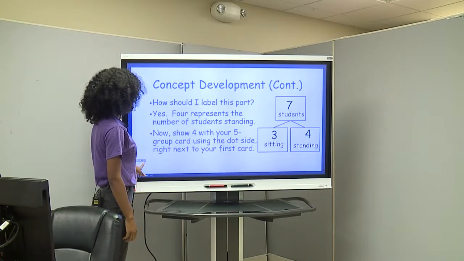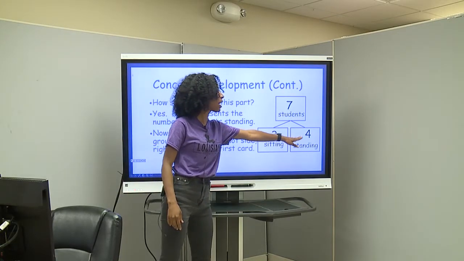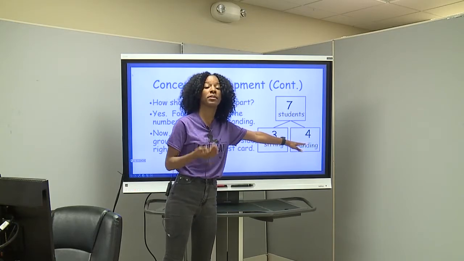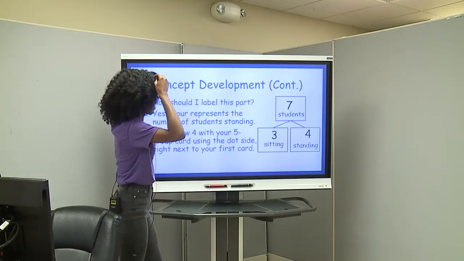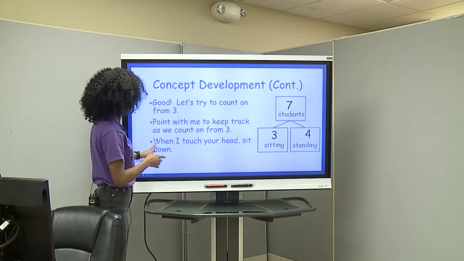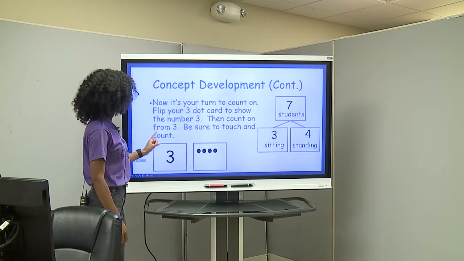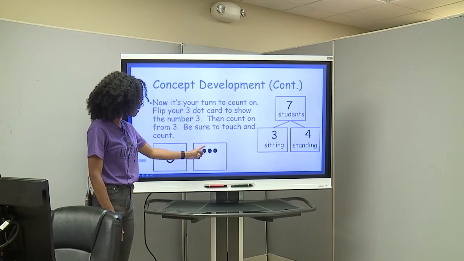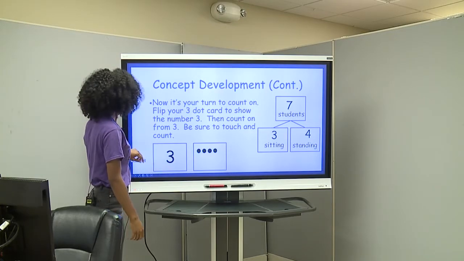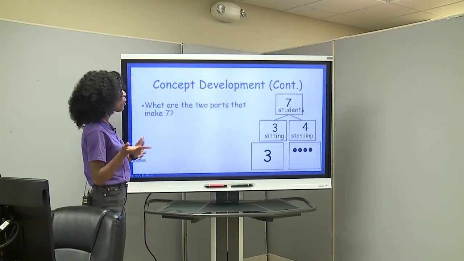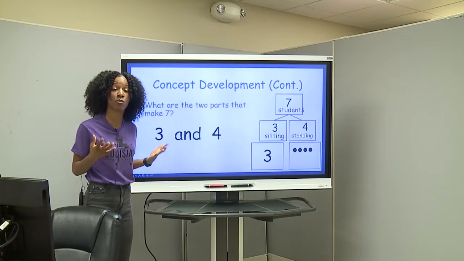All right, now, we're going to have our 3, and then what kind of card or how many dots are we going to have on this card? That's going to help us with what strategy? It's going to help us with the counting on strategy, all right? So we have 3, and then we're going to have our dot cards, 4, which is going to help us with our counting on strategy. So we have 3, 4, 5, 6, 7. So we have a total number of 7. All right, so the 2 parts that make up 7 are 3 and 4. Good job.